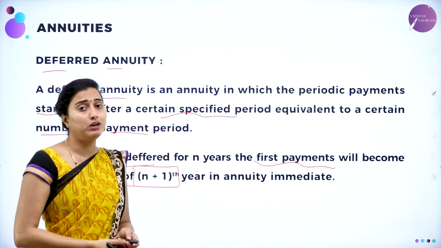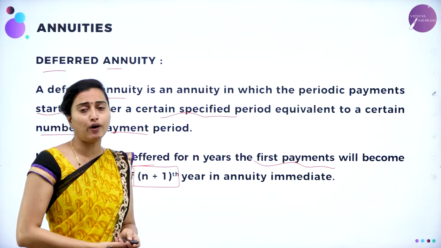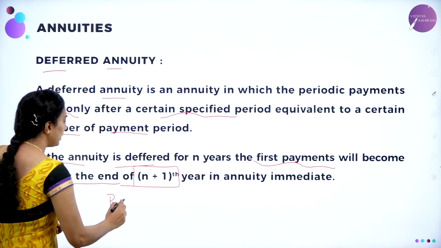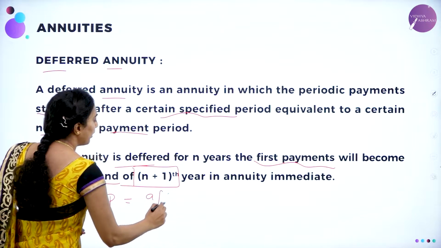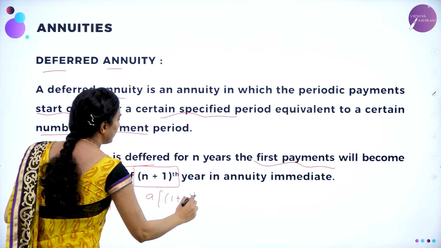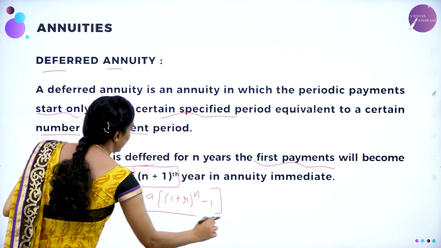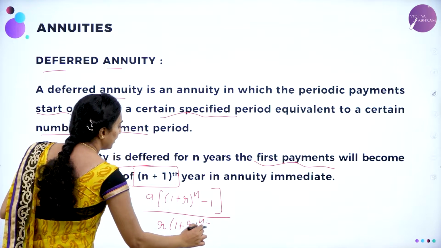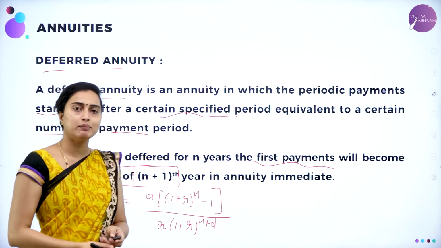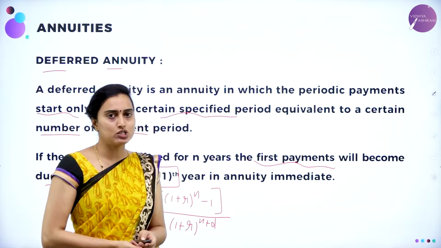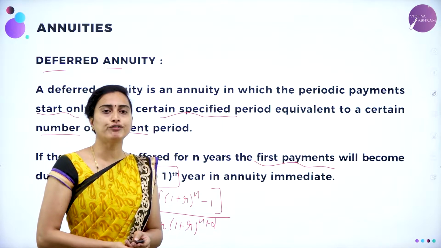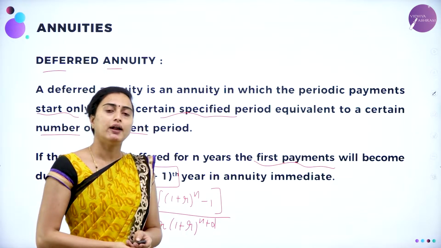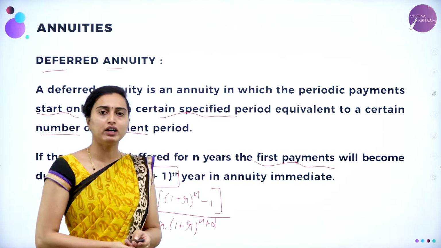Now, what is the formula to calculate the present value of the deferred annuity? It is given by P is equal to A into 1 plus R to the power of n minus 1, divided by R into 1 plus R to the power of n plus D, where A is the annuity or the equal installment, n is the number of years or the number of installments, D is the deferment period, and P is the present value of the deferred annuity.